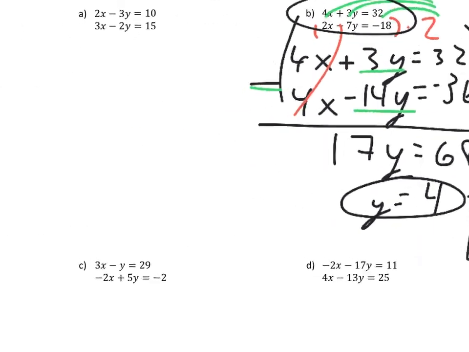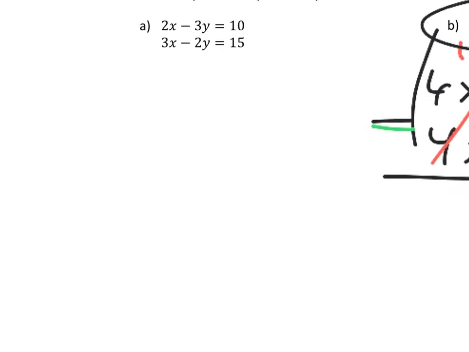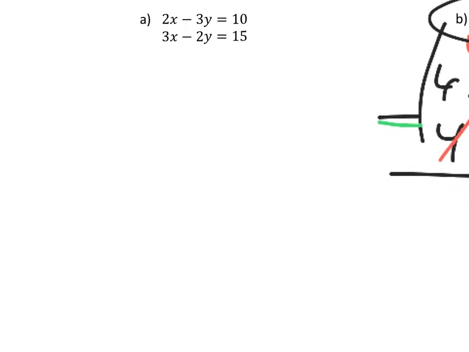Again, before we start, just look at the problem and observe what's happening. I have 2x and 3x. They're not the same, they're not opposites. -3, -2, not the same, not opposites. There is no way that I could easily change 2x into 3x. There's no way that I can change -3y into -2y.